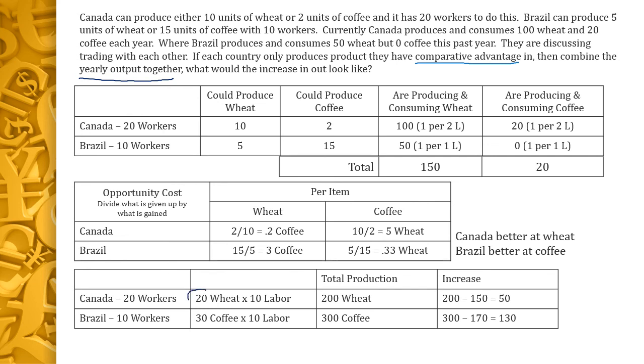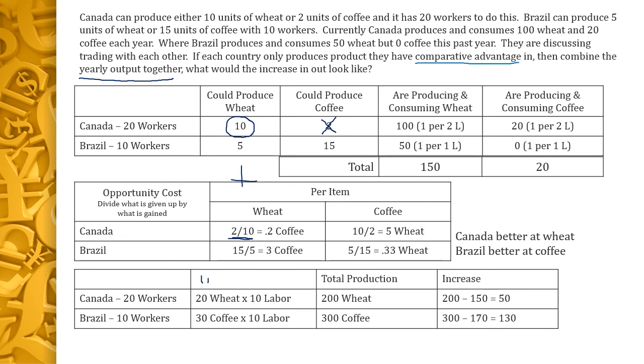Now, how did I get the 20 wheat? Sometimes people would ask. Well, we know they're already producing 10 wheat, but they're going to get some wheat because they're not going to be producing coffee anymore. How do we know how much wheat they're going to get? Because it says so right here. It's a ratio. So for every 2 coffees, we get 10 wheats, and 10 plus 10 equals 20.